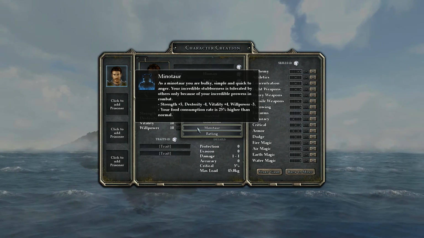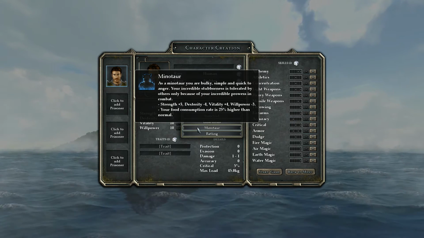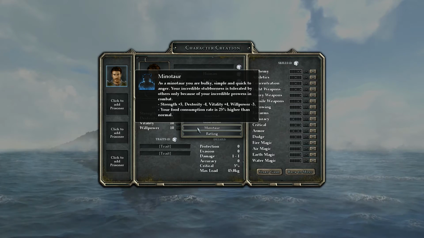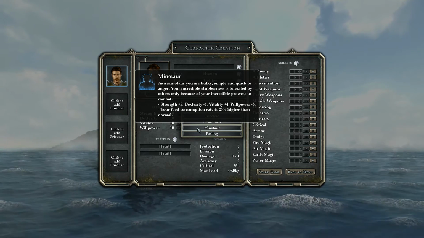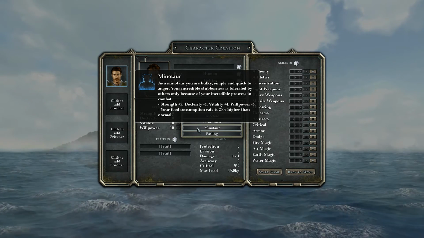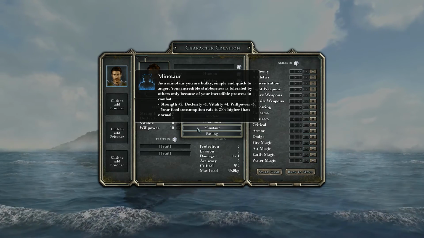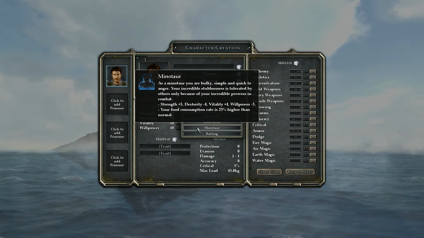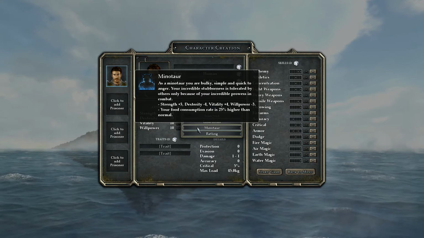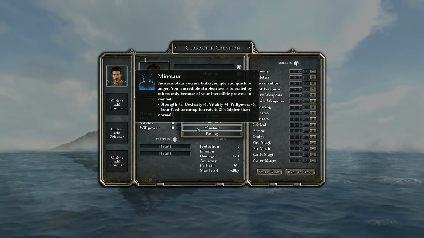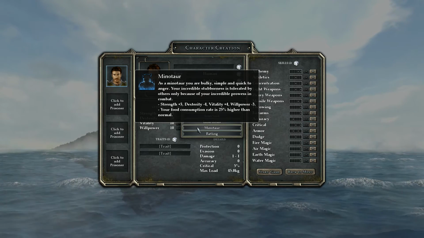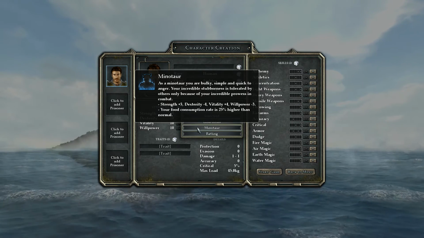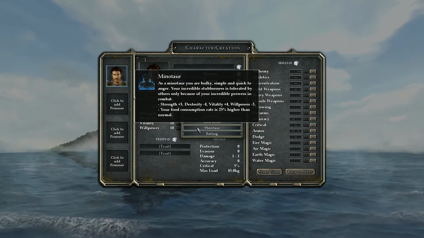Minotaur. As a Minotaur, you are bulky, simple, and quick to anger. Your incredible stubbornness is tolerated by others only because of your incredible prowess in combat. Strength +5, dexterity -4, vitality +4, willpower -3. Your food consumption rate is 25% higher than normal.